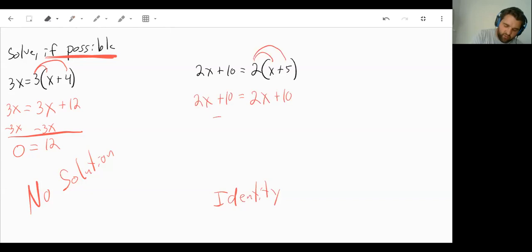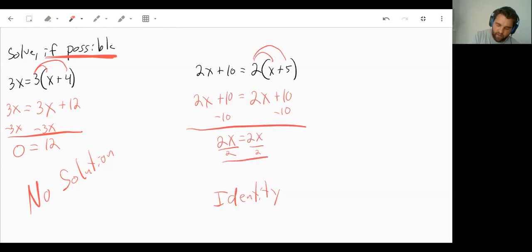Actually, let's go and subtract our 2x's first. Try to get them out of the same side. So minus 2x minus 2x. Come out with a 10 equals 10. Well, we know that's true every time, so that's an identity. Another way you could go about this is subtracting your 10s to the other side first. And then we're left with a 2x equals 2x. You can divide both sides by 2, and you're left with an x equals x. That is also true every time. So that's what an identity looks like versus one where there's no solution.